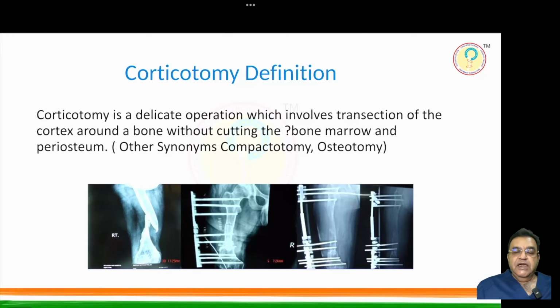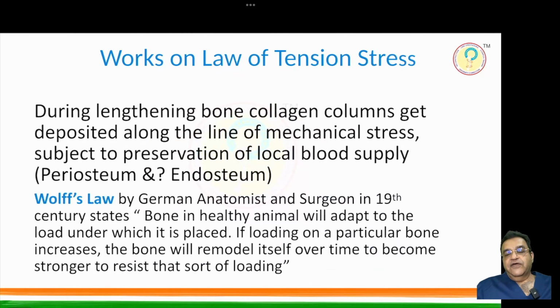Now, corticotomy definition, it is defined as a delicate operation which involves the transection of cortex around the bone without cutting the bone marrow. I put a question mark here and we will see later on what does it mean. So basically it is a kind of a controlled fracture of the bone. Other synonyms are compactotomy, which is basically very popular in Russian literature, and osteotomy in the Western literature. But osteotomy in other terms means that where you do not preserve the periosteum, so it is not the right term for corticotomy. Now this works on the law of tension stress.